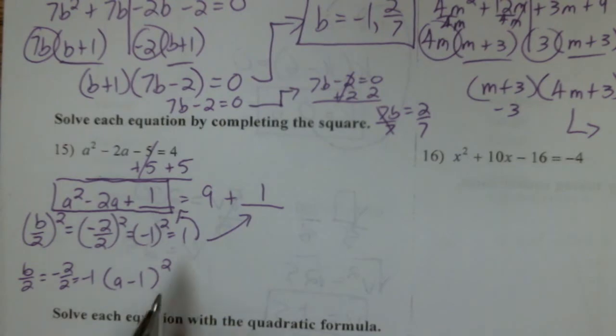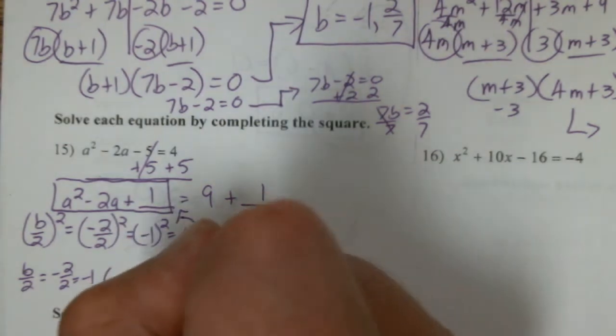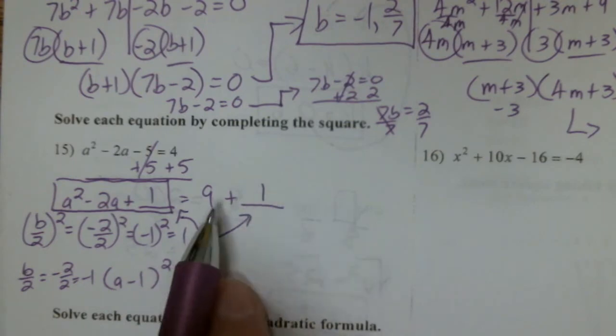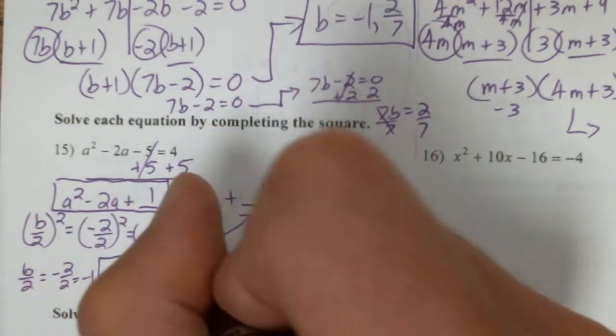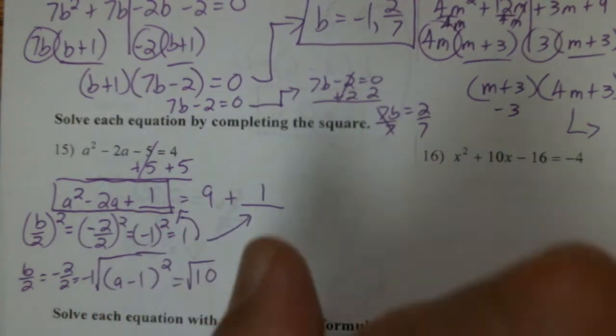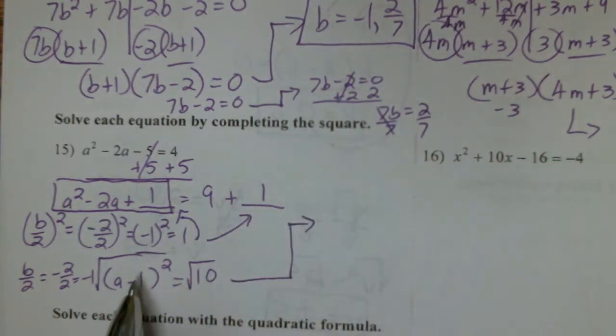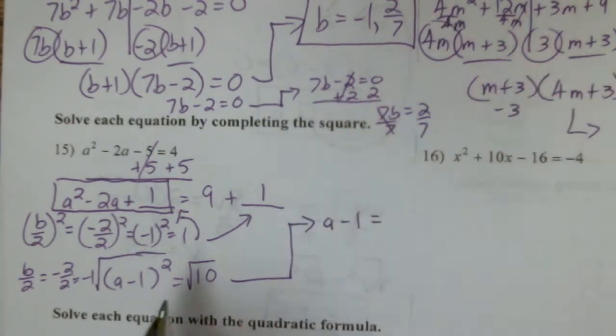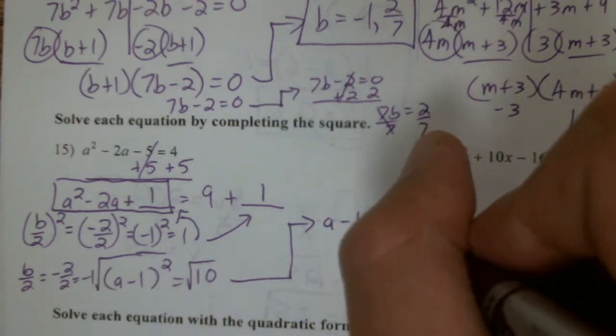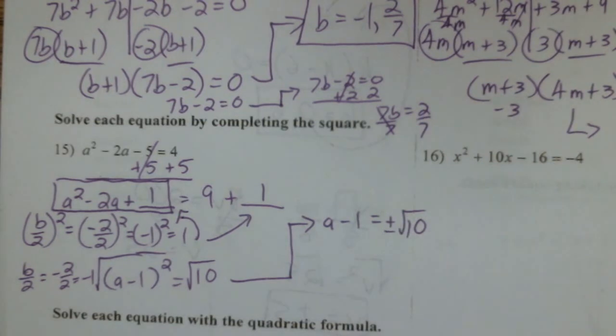So a minus 1 squared is going to be equal to, now over here I just combine my like terms. 1 plus 9 is 10. And then the last step is to use the square root method. I'm going to take the square root of both sides. If I take the square root of something squared, I just get itself. So the square root of a minus 1 squared is just a minus 1. And when I take the square root of 10, guys, remember I always generate a plus or minus. So it's plus or minus the square root of 10.